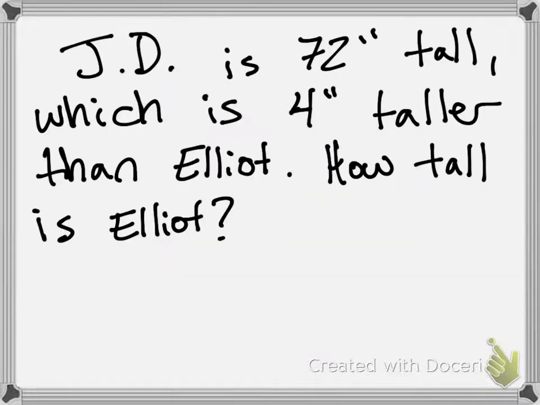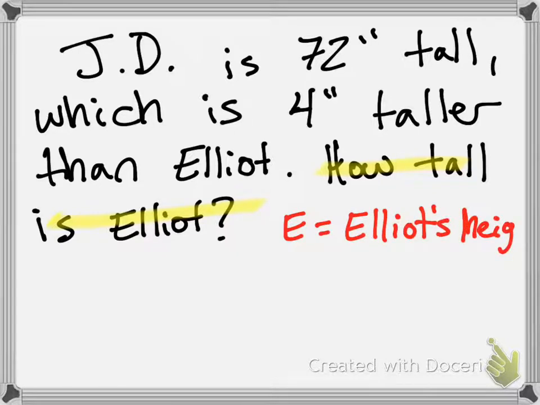But now, let's look at this next problem. JD is 72 inches tall, which is 4 inches taller than Elliot. How tall is Elliot? This should be easy. What is the variable that we are trying to identify, Liam? Elliot's height. Perfect. Let's say it's E. So E is Elliot's height.